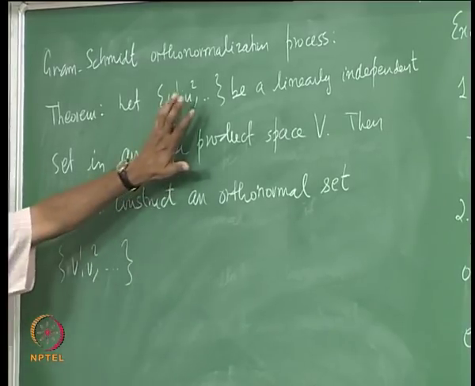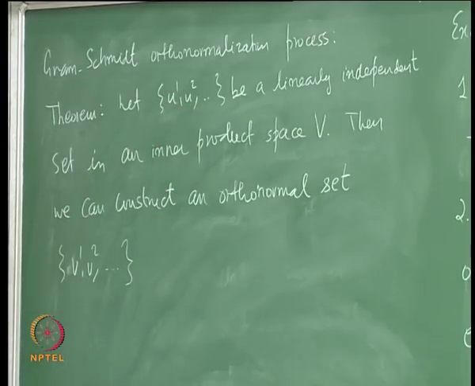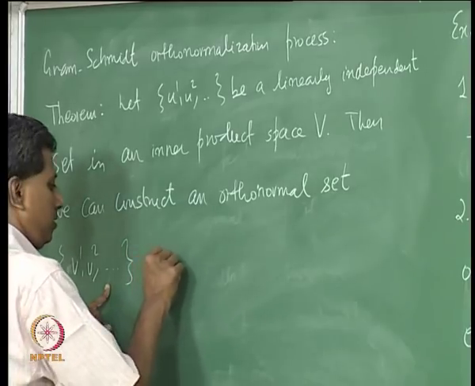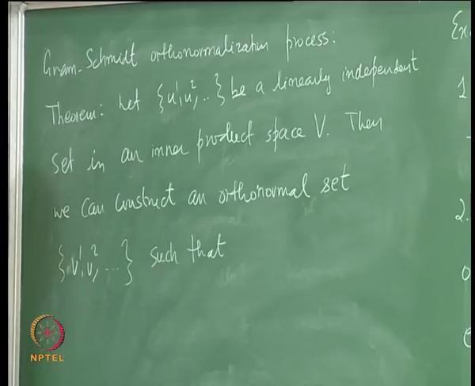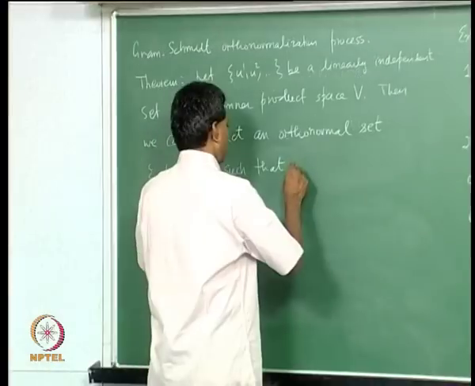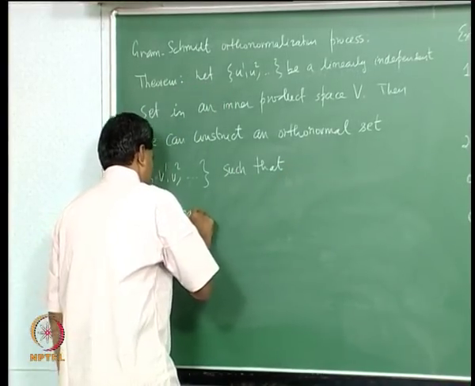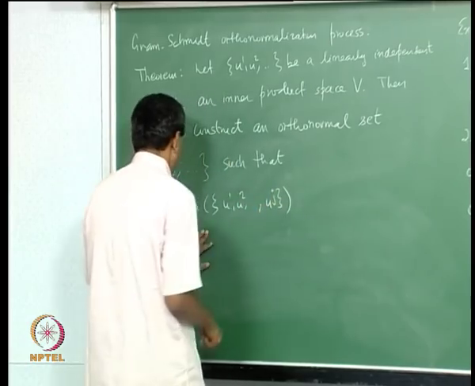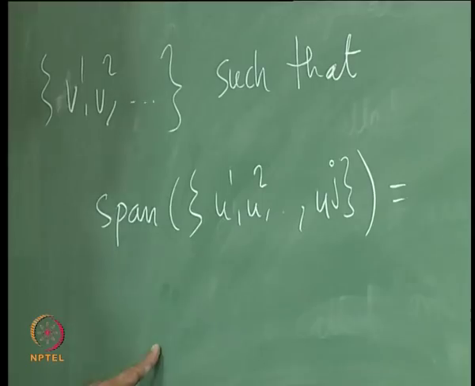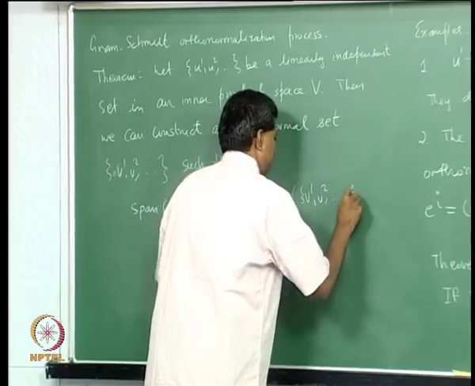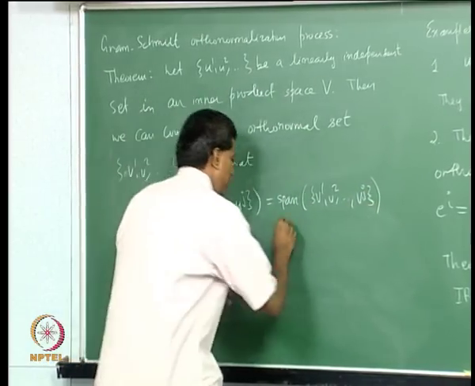Remember, this can be an infinite set, so you can apply this to an infinite dimensional space, C01 for instance. We can construct an orthonormal set V1, V2, etc., which satisfies the following. For one thing, it is an orthonormal set. They are mutually orthogonal and the norm of each vector is 1. There is another thing it satisfies: look at the span of u1, u2, etc., uj for any j. You can show that this span is the same as the span of v1, v2, etc., vj for each j.